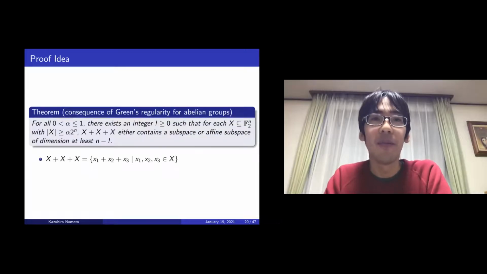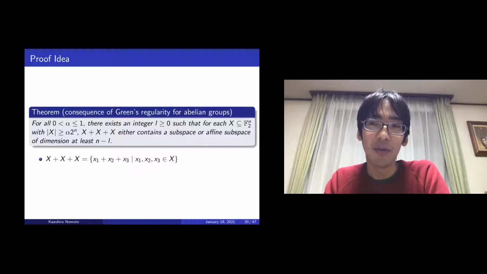So the nice thing about thinking about simple binary matroids is that since you're essentially working within a vector space, you can use theorems from additive combinatorics. So the theorem we're going to use is a consequence of Green's regularity for abelian groups. So this follows from his theorem. And I'm not going to show why this is true, but I want to explain why this is useful. But just to make sure that we understand what the theorem is saying.